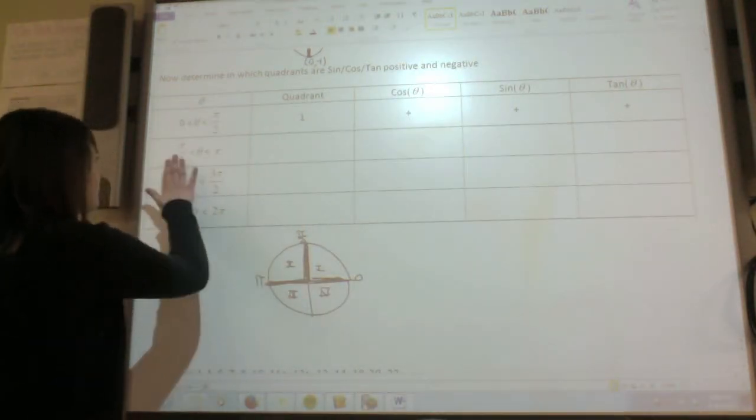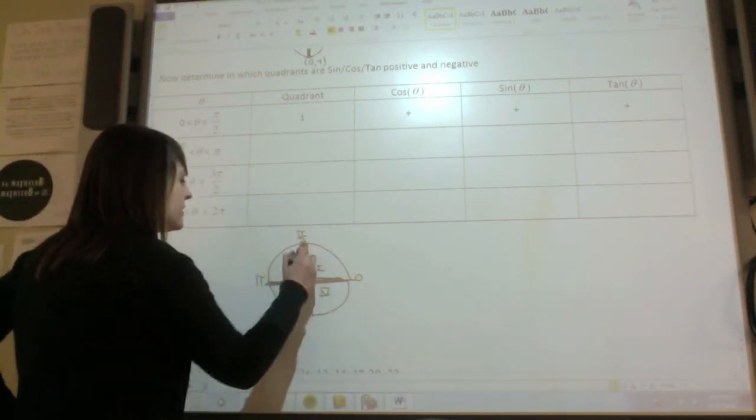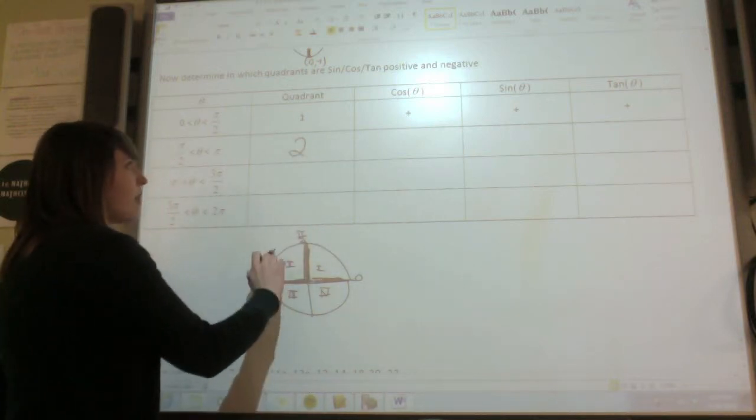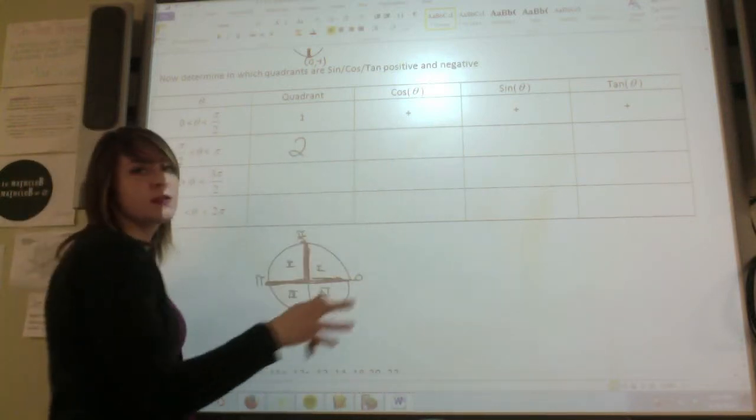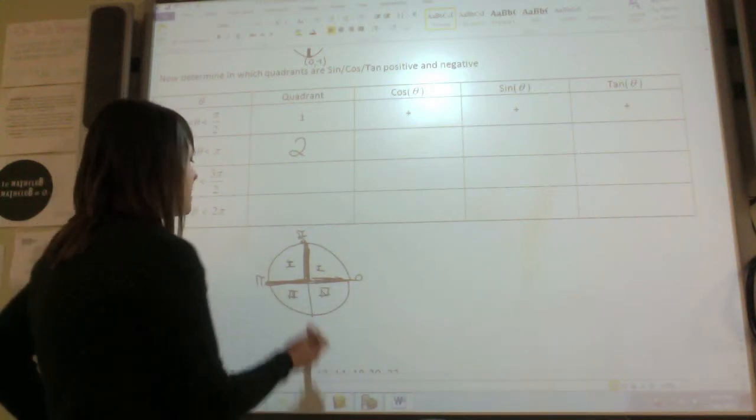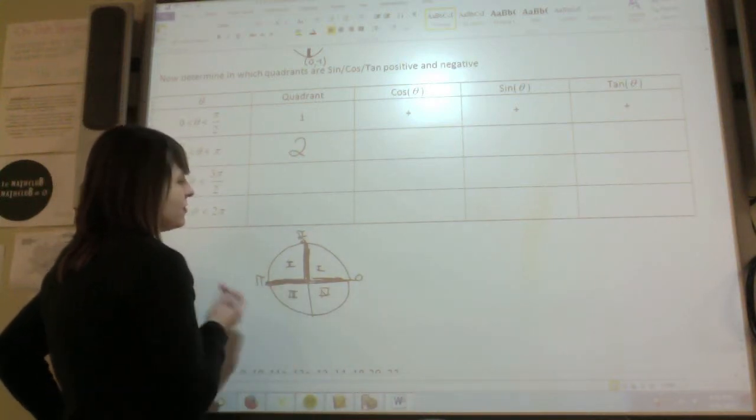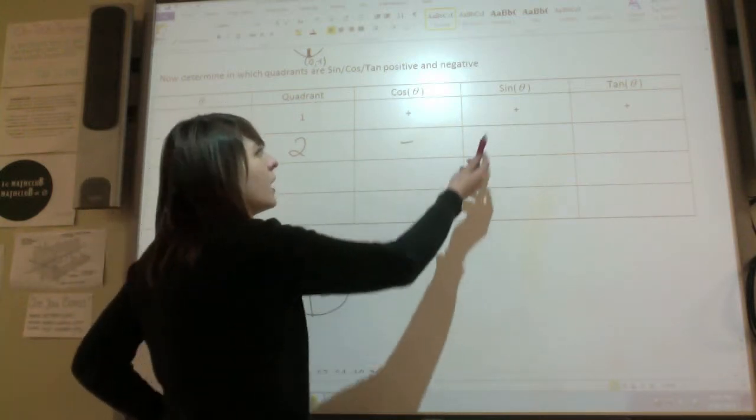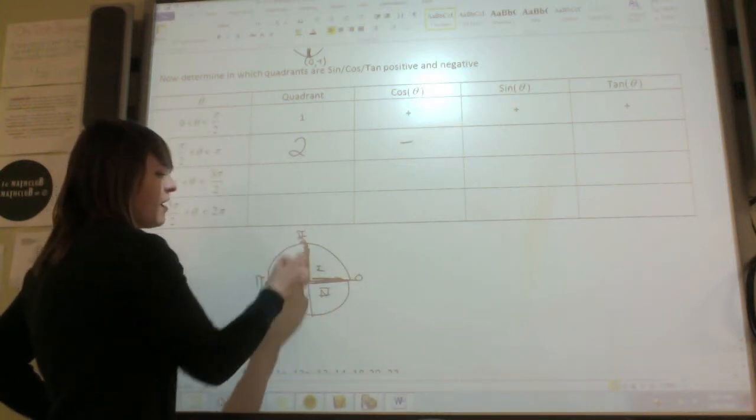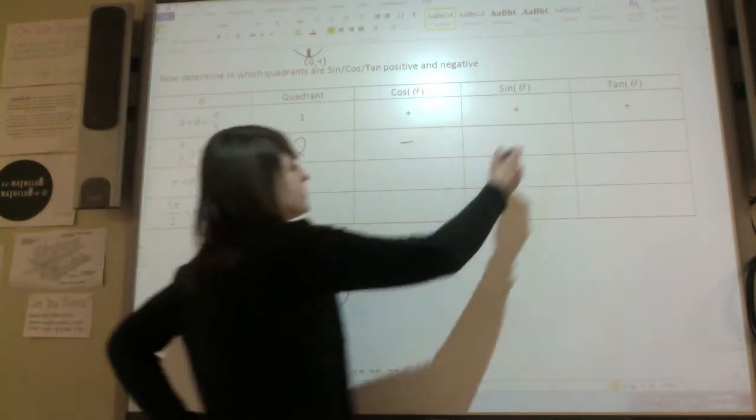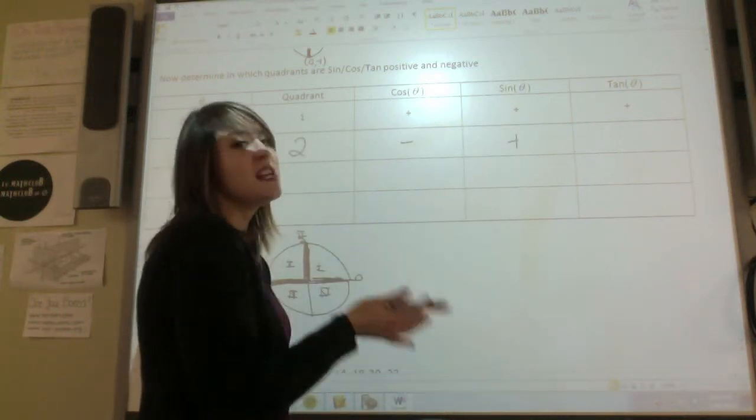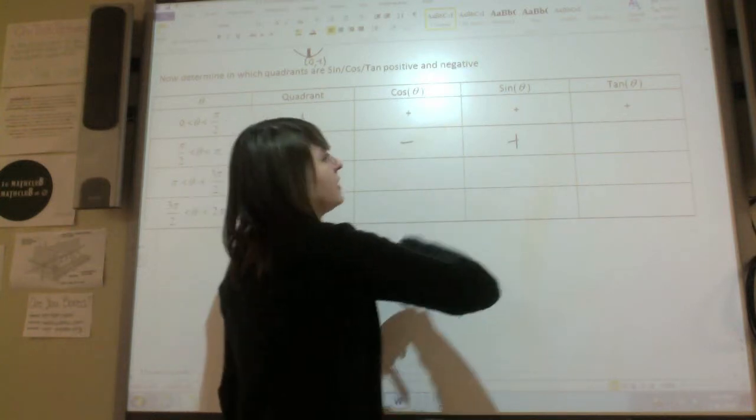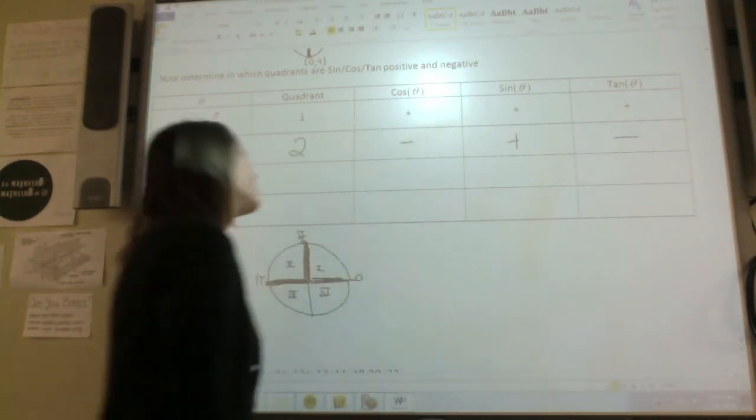Alright, so if I'm going from pi over 2 to pi, this is pi over 2, this is pi, so that's going to be my second quadrant. In the second quadrant, my cosine values correspond to my x-coordinates, and my x values in quadrant 2 are going to be negative. So that's why my cosine values are negative in quadrant 2. My sine values correspond to my y values, and in quadrant 2, my y values are positive. So then, to think about my tangent values, remember my tangent is sine over cosine, so if I take a positive divided by a negative, that's going to give me a negative value.